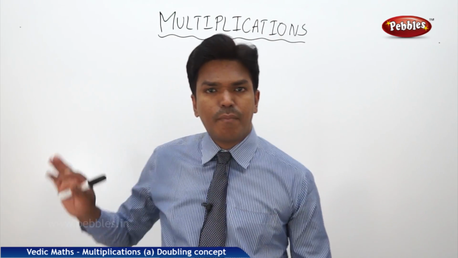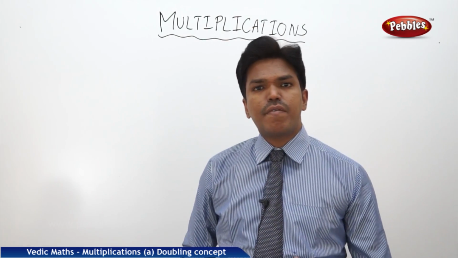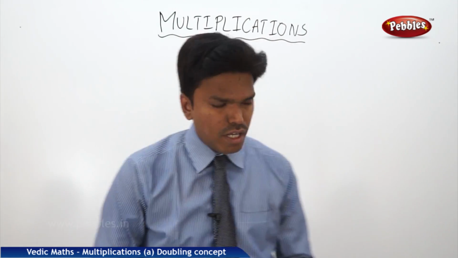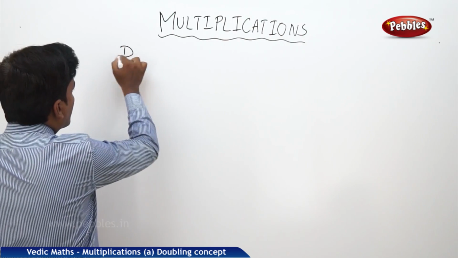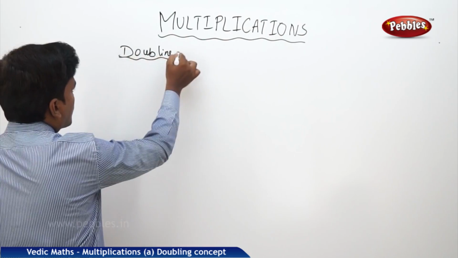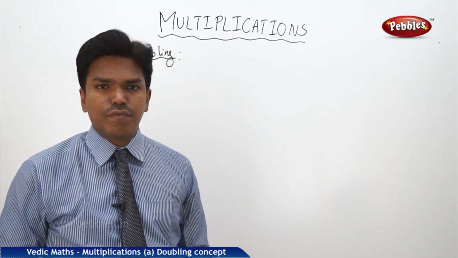So in multiplications we are going to discuss both kinds of techniques. First we will discuss specific techniques. In the specific techniques, first we will discuss the concept of doubling. What is this doubling and what are the advantages of this doubling?